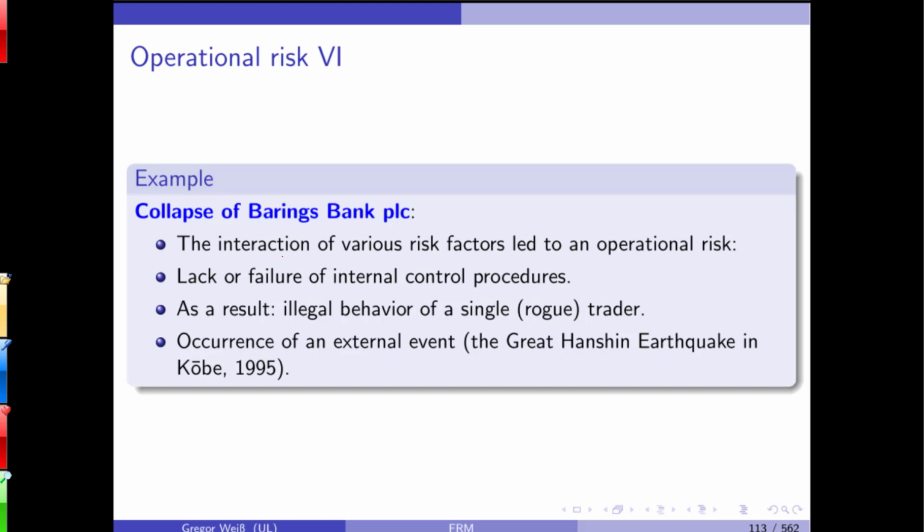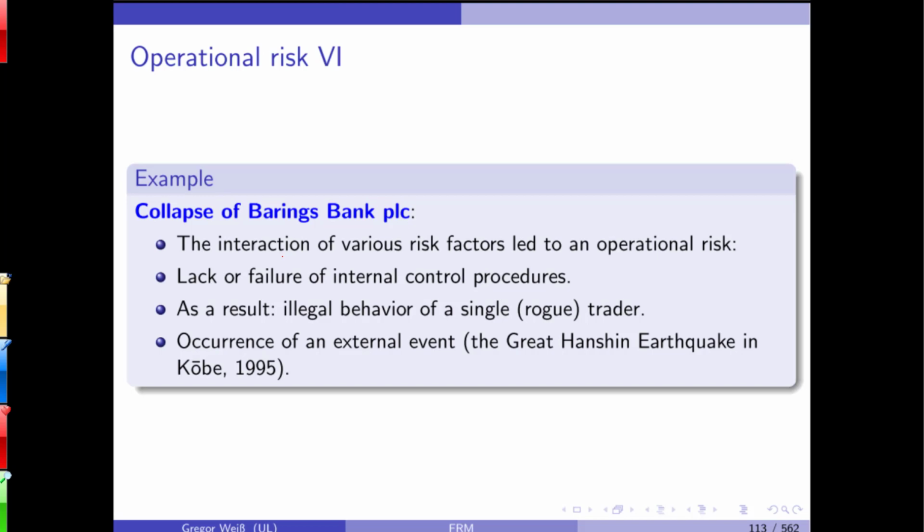The collapse of Barings Bank in the 90s, you might remember this. We had a rogue trader, meaning that an employee did something illegal and something that was not detected by internal processes. So you had personnel risk, failure of internal security protocols, illegal behavior of a single rogue trader, and in combination, you also had an external event, a natural disaster, the Great Hanshin earthquake of, I think, 95, in Kobe, in Japan.